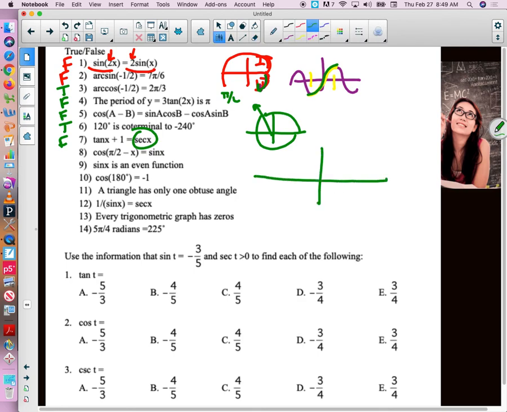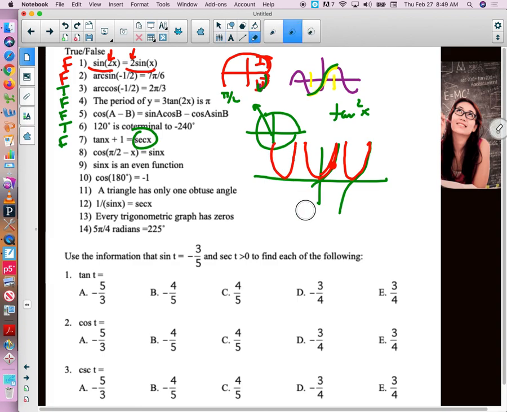And what about tangent squared x? If this is tangent, what would tangent squared look like? These would be squared and change a bit, not a whole lot, though. 1/2 squared would become 1/4, but 1 squared would still be 1. And these would mirror that, wouldn't they? All of a sudden, these little U-shapes make me think about secant and cosecant.